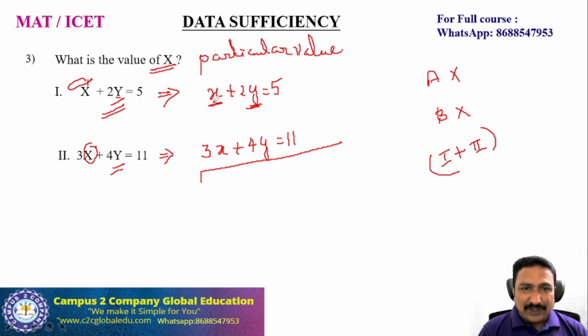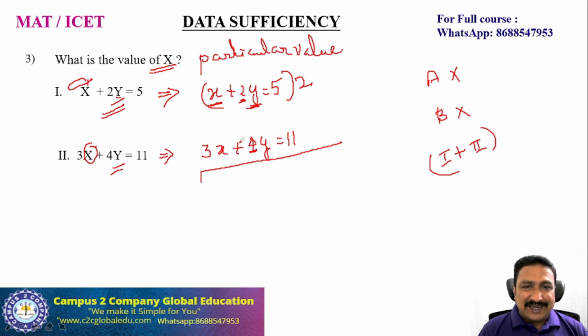If you want to find the x value, we should eliminate y. To eliminate y, their coefficients must be equal. Here the y coefficient is 2, here the y coefficient is 4, both are not equal. So we should multiply the first equation by 2. If you multiply the first equation by 2, we get 2x plus 4y, and the coefficients are the same.